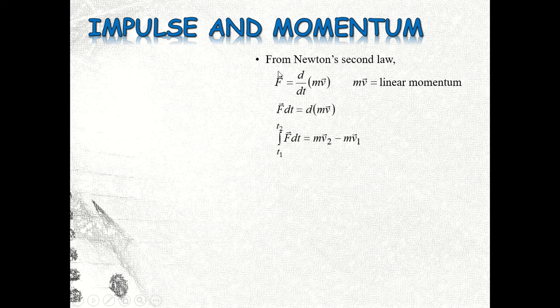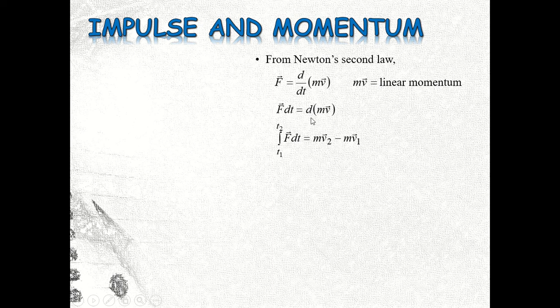Right, so from this expression, we're going to cross multiply both sides. If you are going to multiply both sides by dt, or simply cross multiply dt on the left side, we have the expression F times dt equal to the differential of the linear momentum.